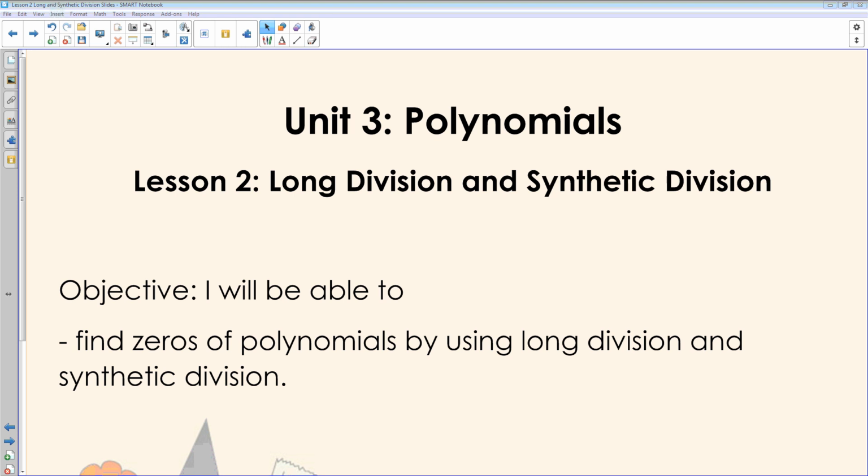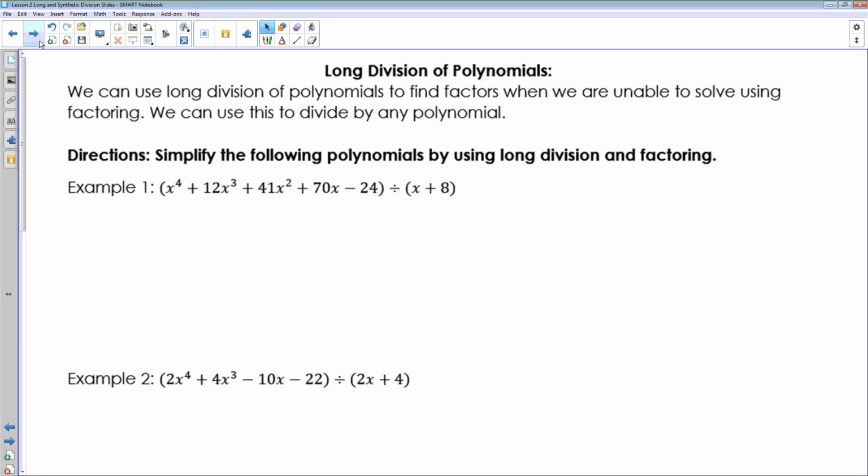And today I want to talk to y'all about long division and synthetic division for polynomials, okay? So when you were younger, you learned about long division. You learned a way to do it. Today we're going to do it with polynomials, and then I'm going to show you something really cool called synthetic division. So the reason we use long division with polynomials is we can use it to find factors when we're unable to solve a polynomial by factoring, okay?